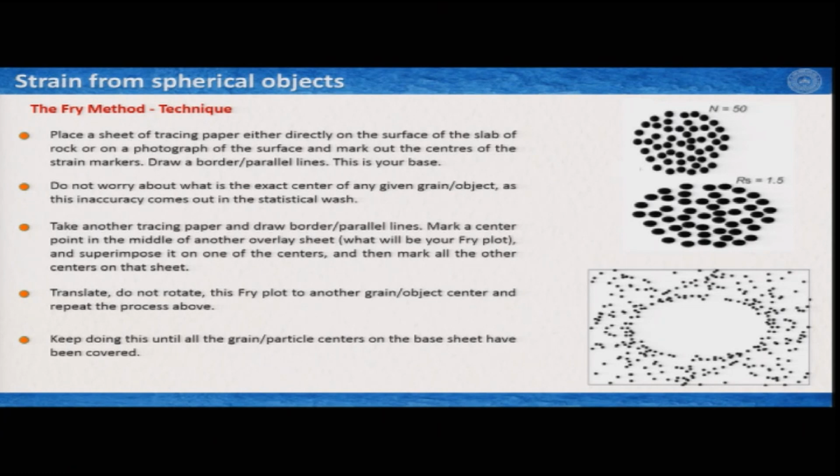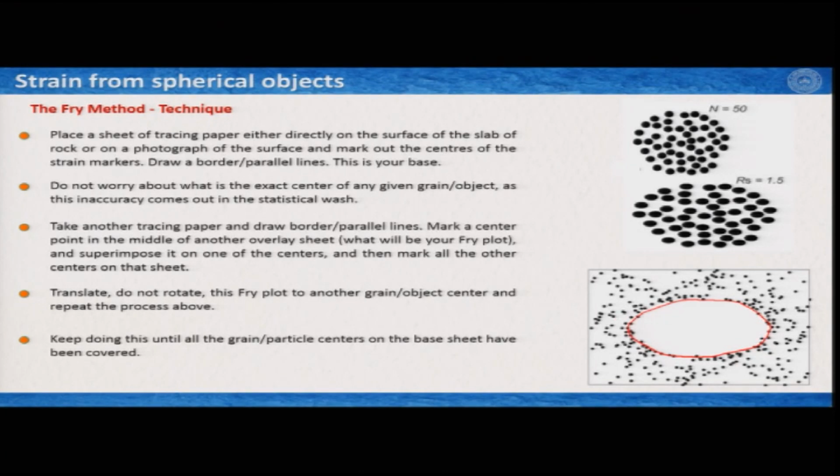Then you move this tracing paper without rotating, that means you translate it, go to the center of another grain, and do the same process, and you continue doing it. So, you have data sets for each and every center of these ellipses, and while doing this you will find that you are clouding your tracing paper with a lot of dots. At the end you will slowly see that an ellipse emerges like this.